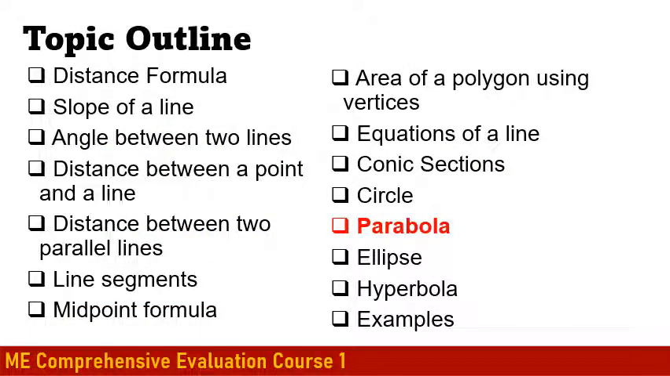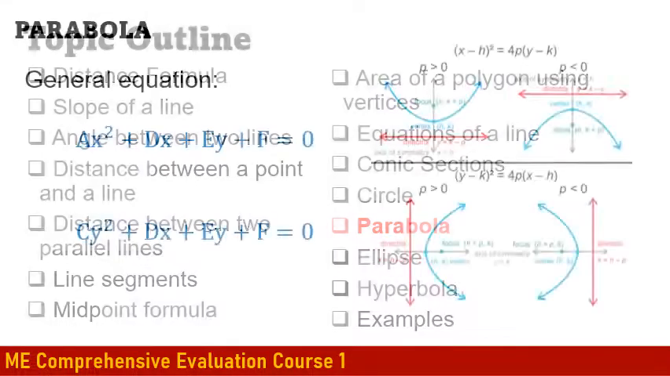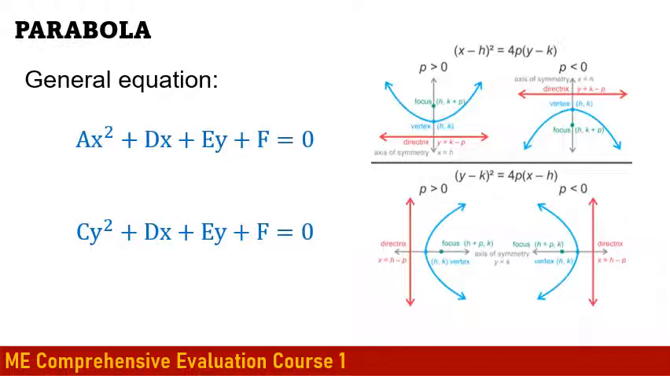Let's move forward to parabola. This is the general equation of the parabola with the axis of symmetry that is vertical and axis of symmetry that is horizontal. So when the axis of symmetry is vertical, that you can see here, for example, whether it is opening upward or downward, then the equation would be like this.